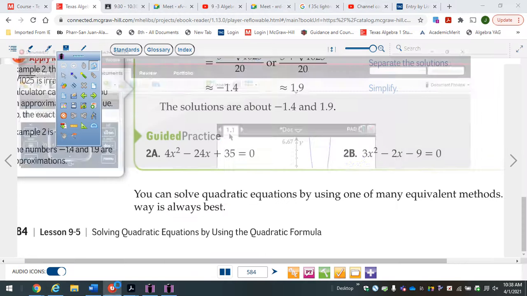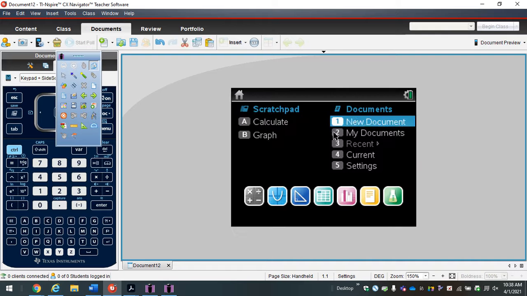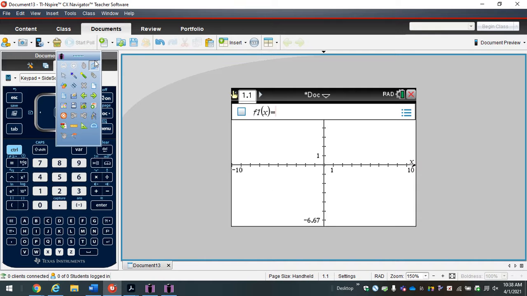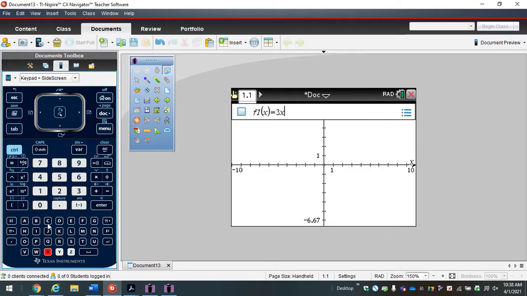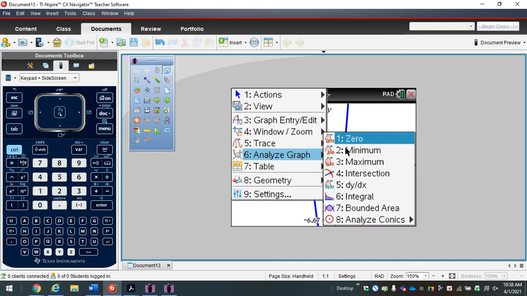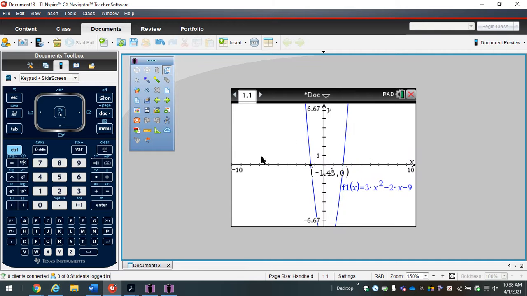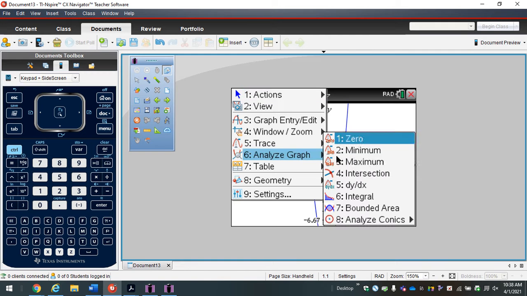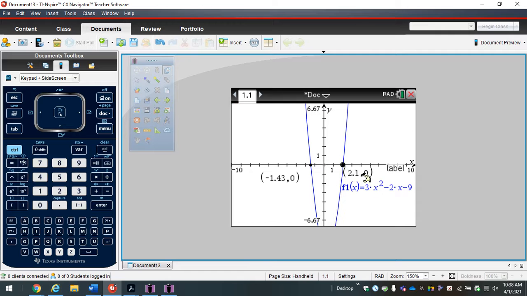I'm going to double check on the calculator before I do it. Make sure I do it right. 3x squared minus 2x minus 9. So I'm going to go find my zeros. I'm going to go analyze graph, find my 0 from here to here. Negative 1.43. Analyze graph, 0 from here to here, 2.1. So there are my two zeros. You see them?